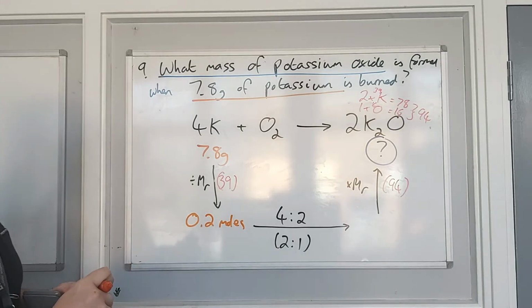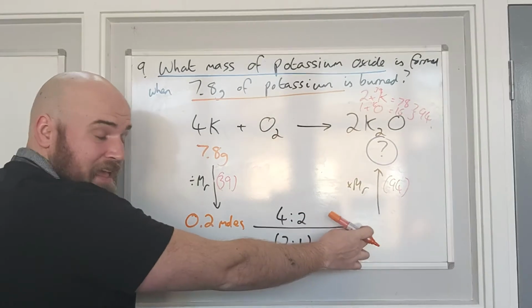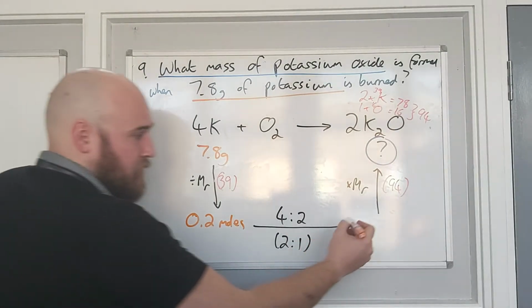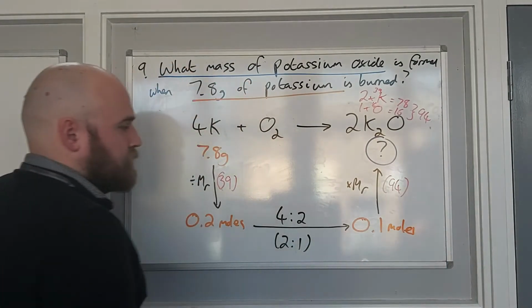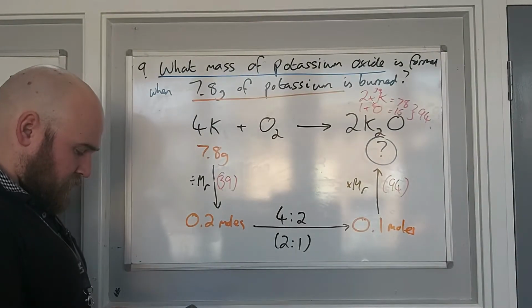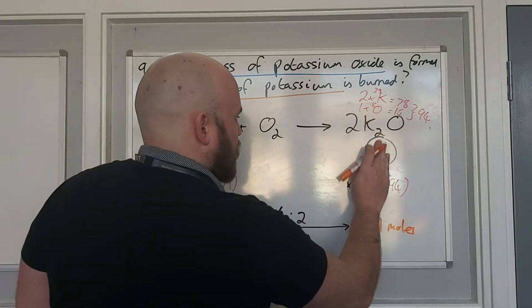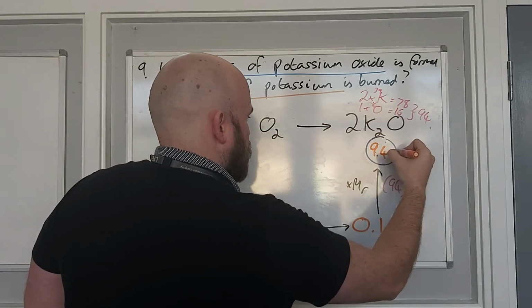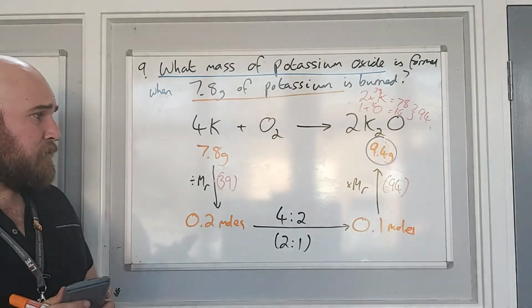And again, because it's a 2 to 1 ratio, this number here must be half that number there. So that would be 0.1 moles. And then the final step, times by the MR, which is 94. So 0.1 times 94, and you end up with 9.4 grams. So again, it's the same method as before.